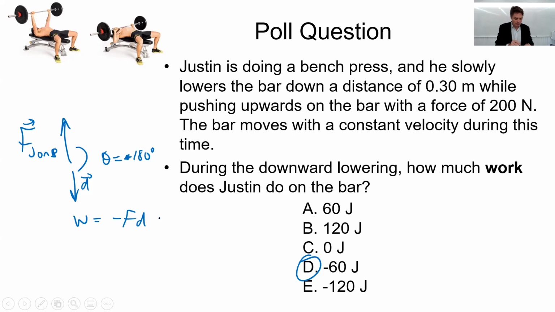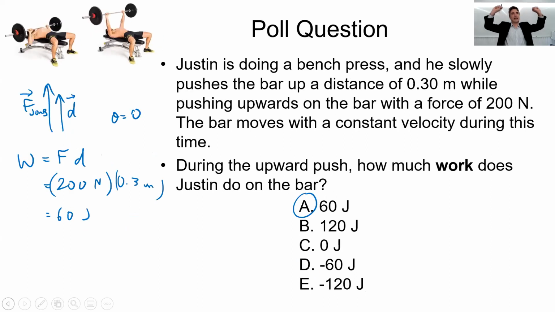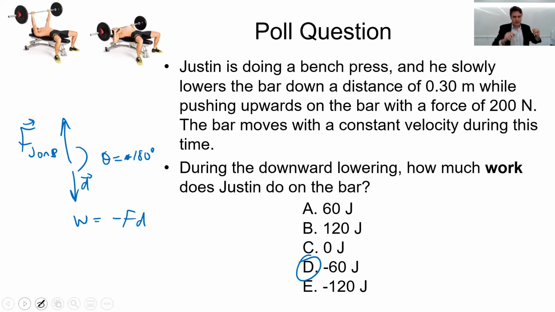And so when he's pushing up, he's adding energy to the bar. He's increasing the gravitational potential energy of the bar. If he's lowering it down, then he's actually reducing the gravitational potential energy of the bar. He's doing negative work on the bar.